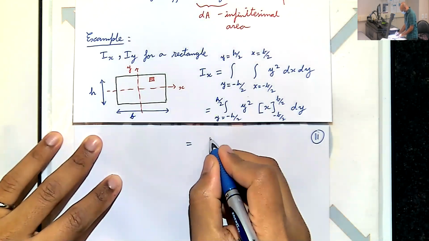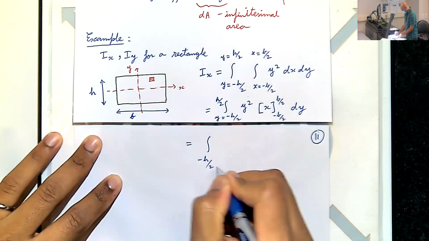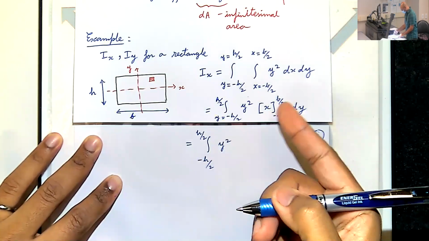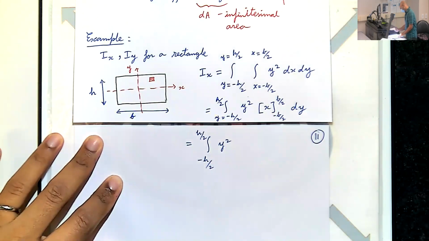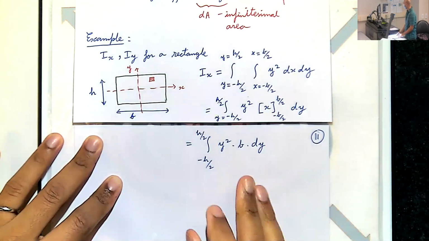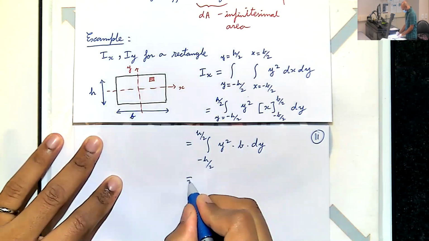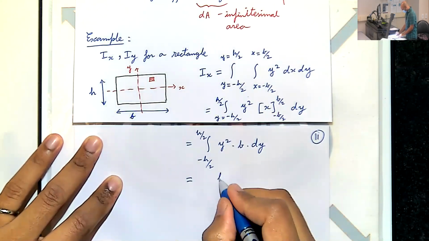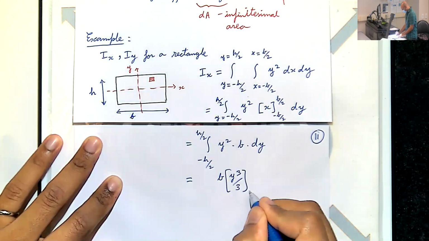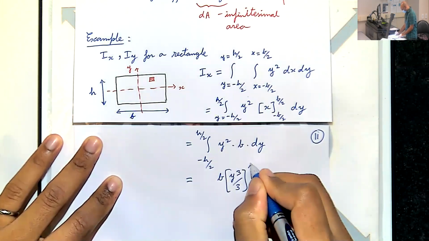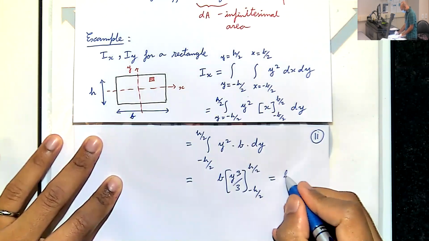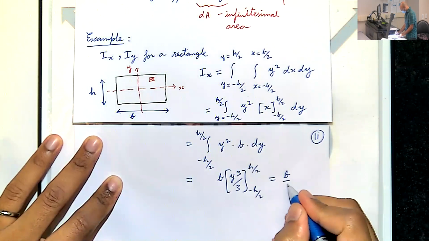Okay, so this is minus h over 2 to h over 2, y squared, and when you plug this in, b over 2 minus negative b over 2 becomes b, times dy. Okay, and what is this? B times y cubed over 3, from minus h over 2 to h over 2. Have you seen this before? Yes.